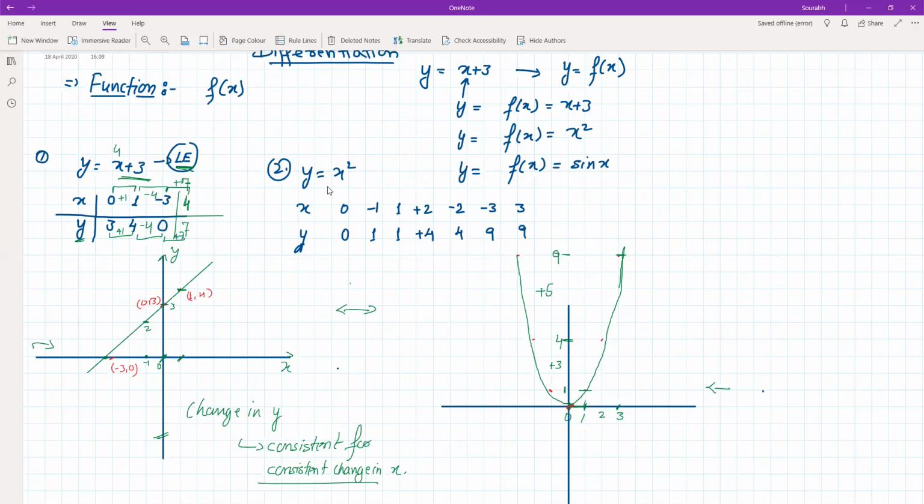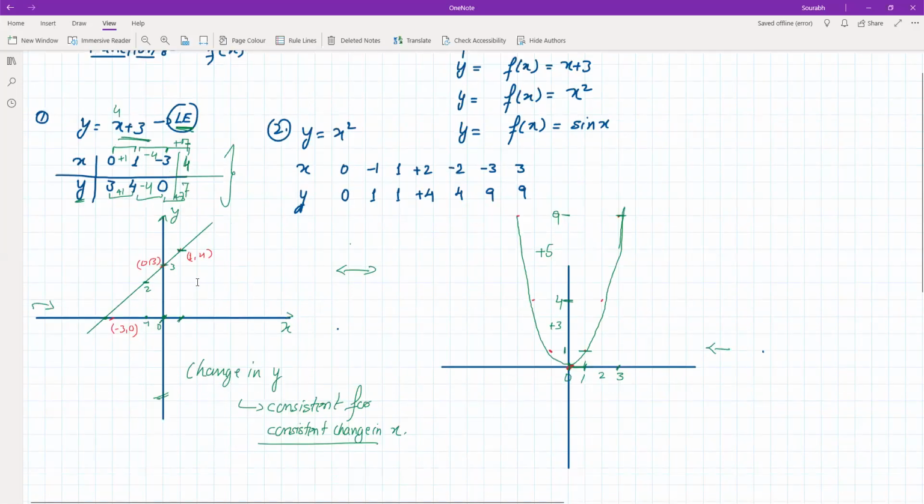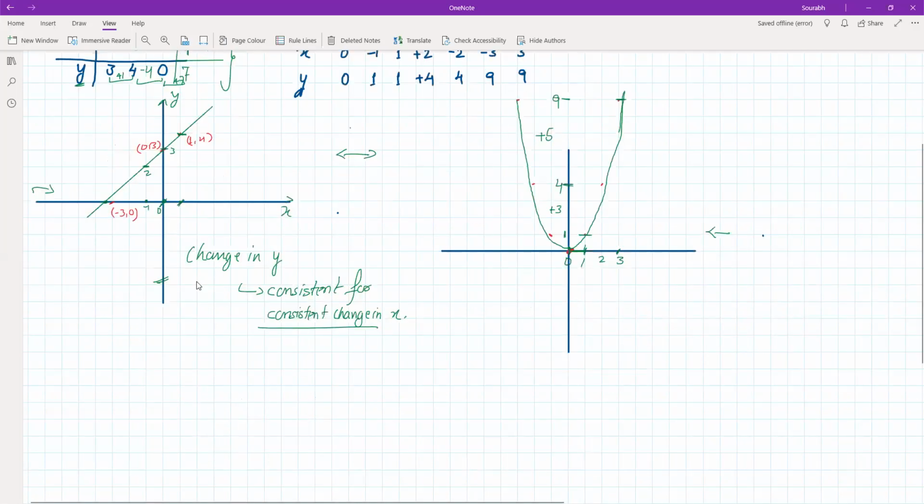What I am saying is change in y is consistent with change in x. I am not saying that change in y will be equal to change in x. Incidentally, here the change in x and y is the same. Whatever be the change in x, that is the change in y here as well. But I have not written the same thing here. What I have written here is that change in y and change in x are consistent. For a consistent change in x, there will be a consistent change in y. That means, what does that mean?